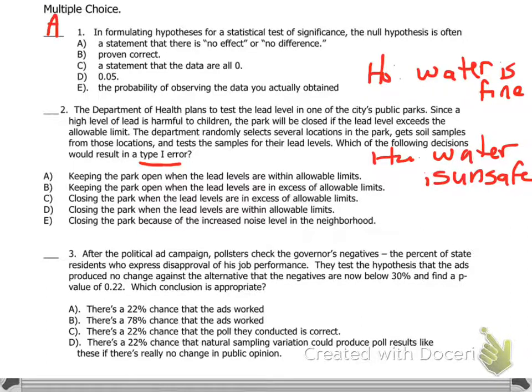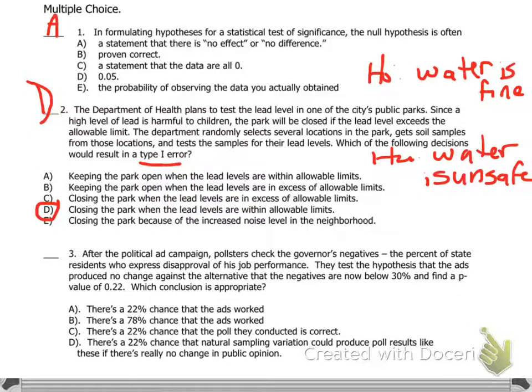Okay, so what is a type 1 error? Type 1 error is that H0 is true, but they decide that the park is not safe. So it's got to be one of these closing the parks here. And so the answer is D, closing the park when the lead levels are within allowable distance. Okay?